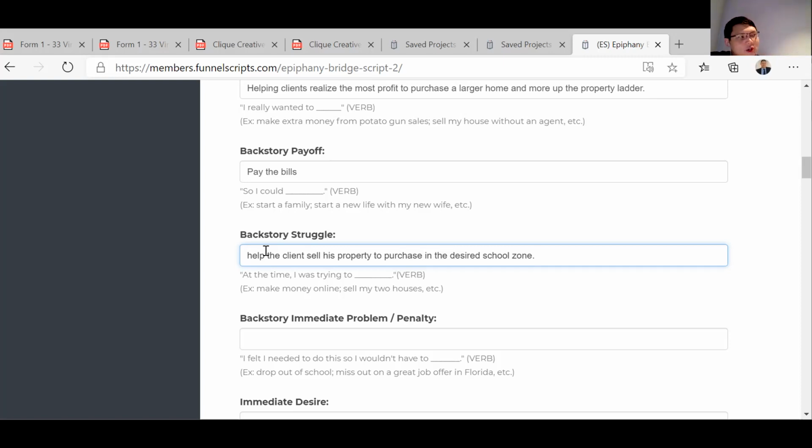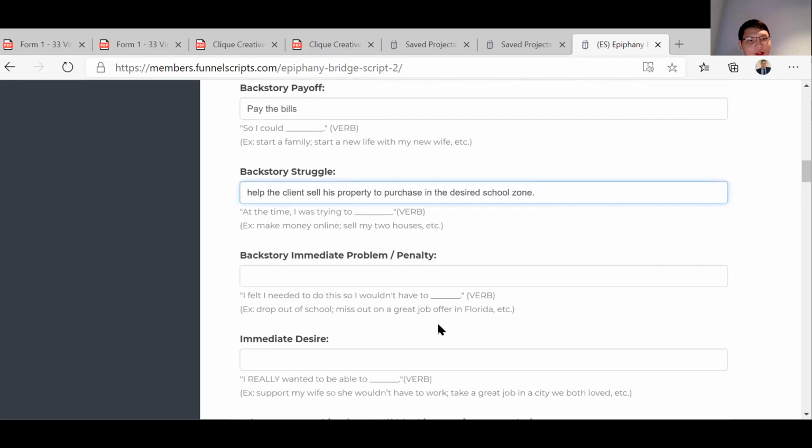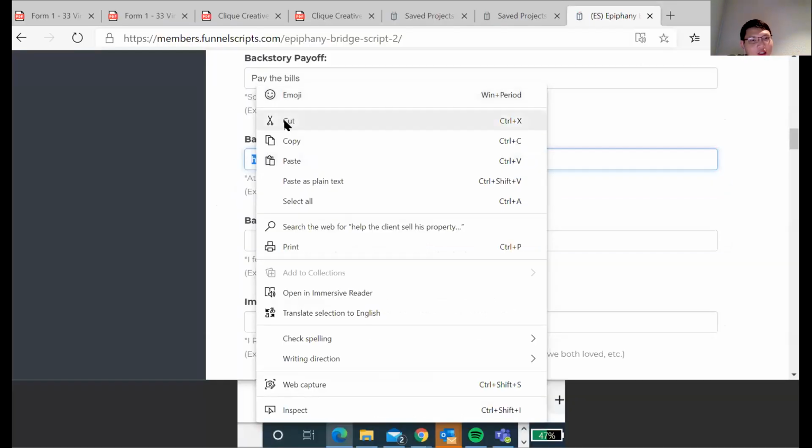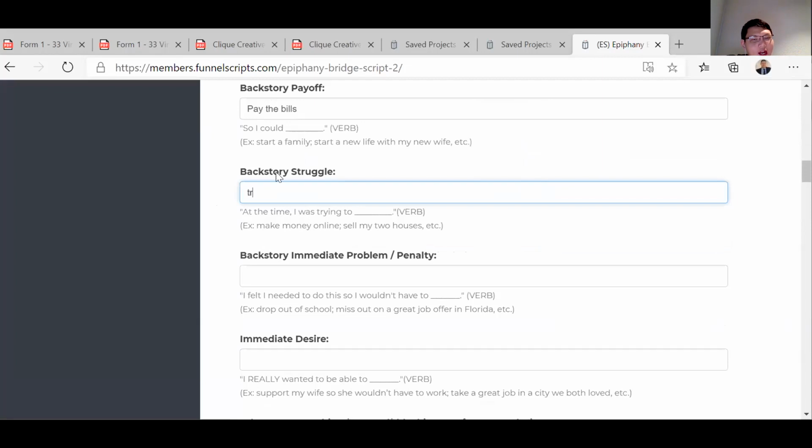Okay, great. I think the story will work because it's based on the information I got. So the backstory struggle, I think I was trying to help the people make sure the property looks more desirable. I think that is the backstory struggle. That will be the one. I was trying to help the client and make sure the property looks more desirable.